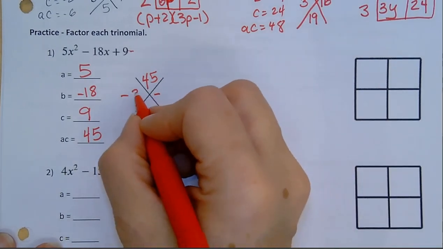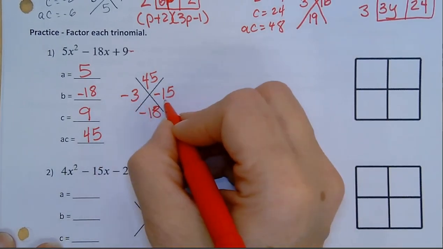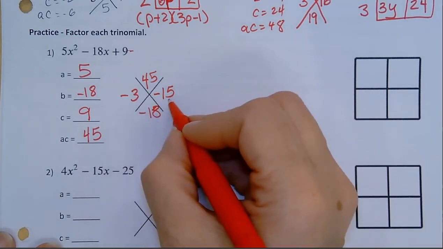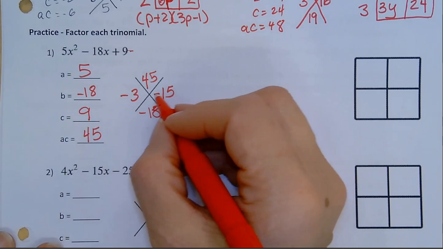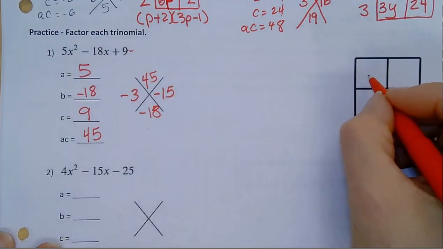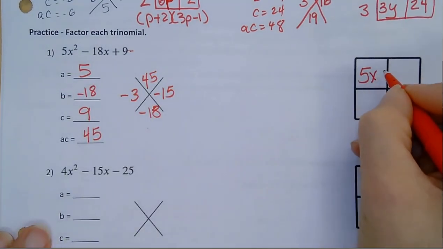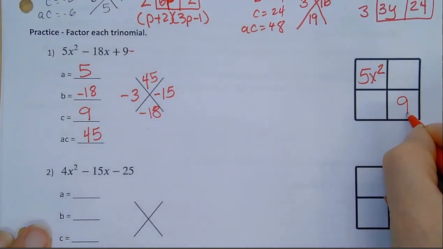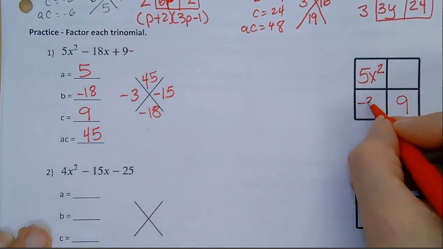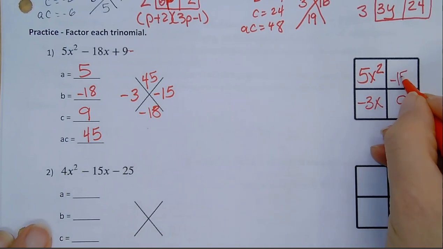So luckily, this one's pretty easy. Negative 3 times negative 15 is positive 45, and when I add those two, I get negative 18. So I know my magic numbers, right? I'm going to put 5x squared. Can you see this? Yes. 5x squared in the top left, and I'm going to put 9 in the bottom right. And then negative 3x and negative 15x.